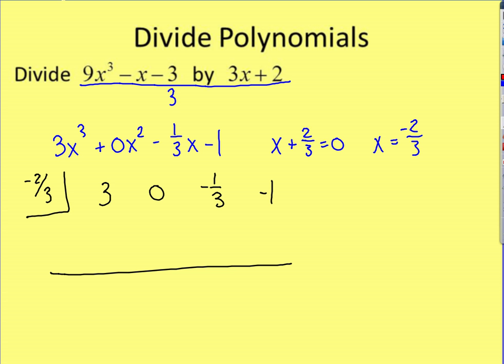So across the top, we have our negative 2/3, and our coefficients from our polynomial are 3, 0, negative 1/3, and negative 1. Remember, we bring that first term straight down. 3 times negative 2/3 is going to give us negative 6/3. And 0 plus negative 6/3 is just negative 6/3. But if we reduce that, that's going to be negative 2.